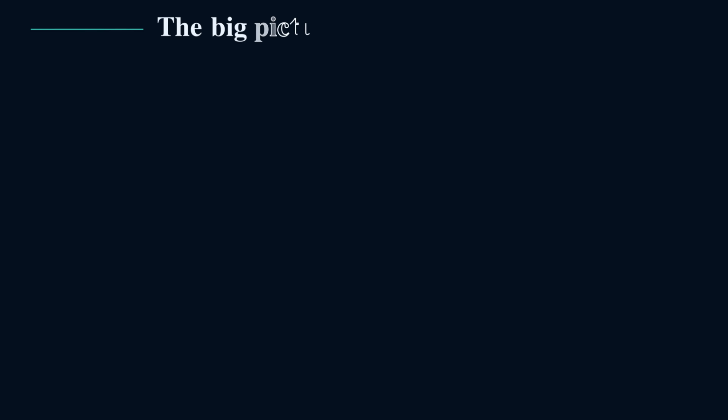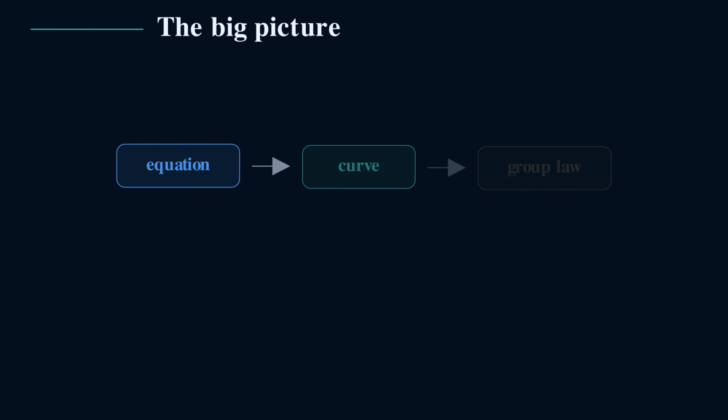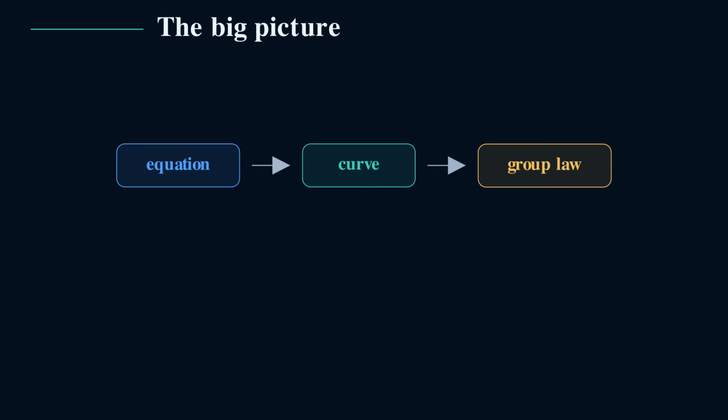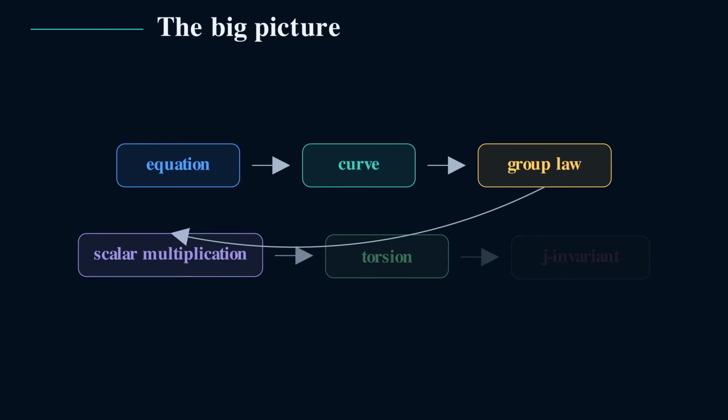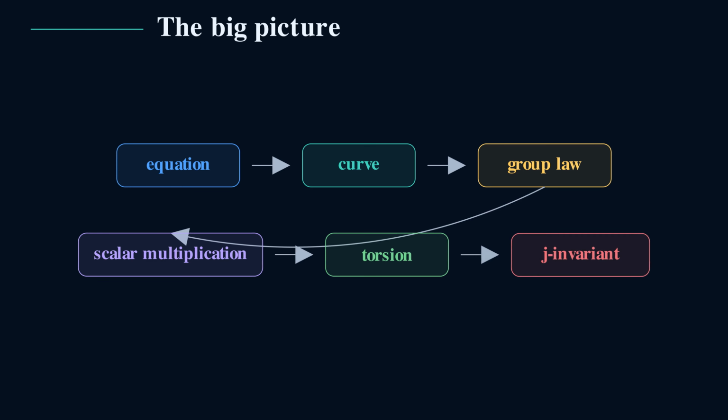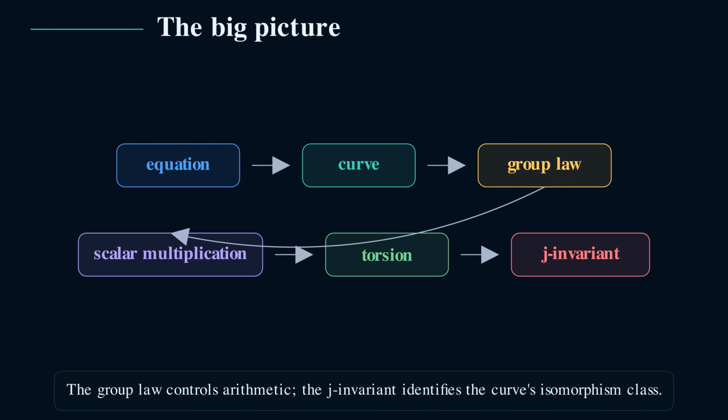Let us compress the episode into one picture. An equation defines a curve. The curve carries a group law. Repeated addition gives scalar multiplication, and finite order behavior gives torsion. Alongside that arithmetic, the j-invariant helps identify the underlying elliptic curve up to isomorphism.